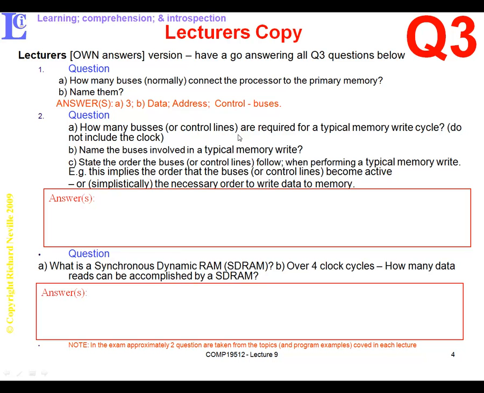So how many buses are required for a typical memory write cycle? And that's not really including the clock, though everything is synchronous with the clock. So the next part of the question is name these buses involved in a typical memory write, and then state the order the buses or control lines follow when performing a typical memory write. E.g., this implies the order that the buses or control lines become active, and that means they normally go high. Simplistically, this necessitates an order to write data. So what is the order the control lines really start, if you like, performing a function? I'll leave you to think about that a minute.